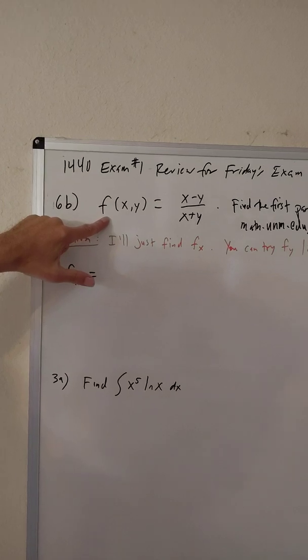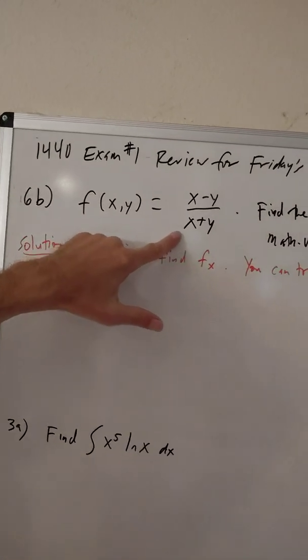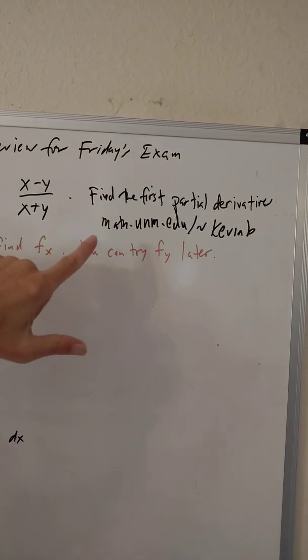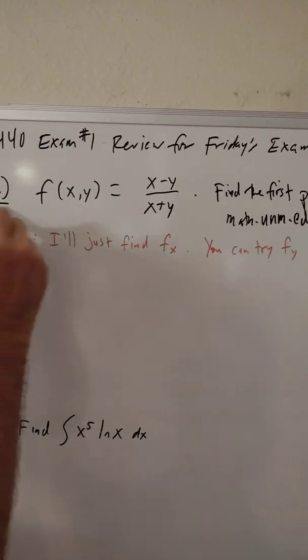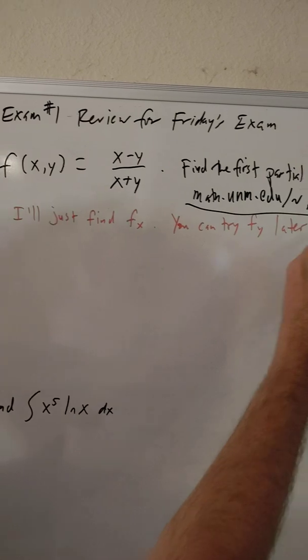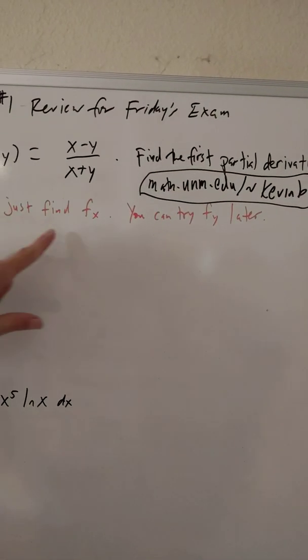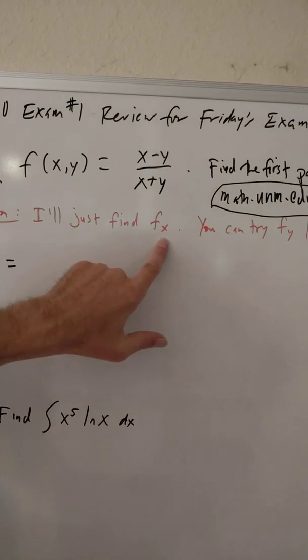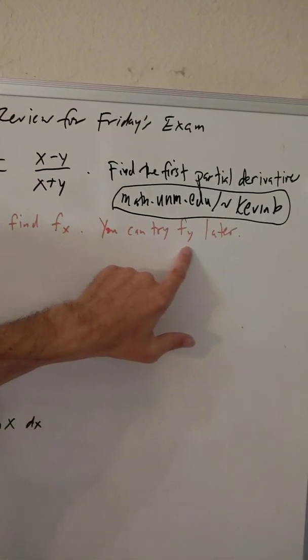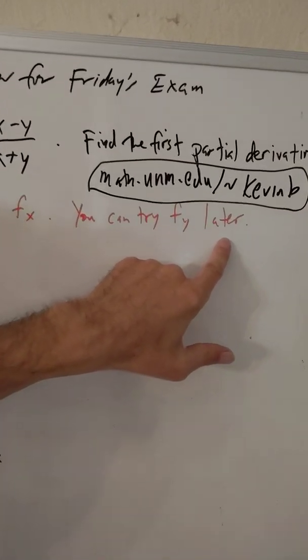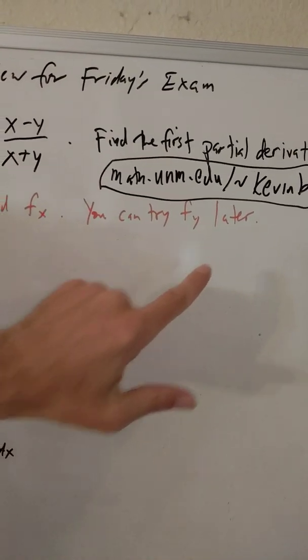Okay, so let's take a look at these two problems. For this function in two variables, we see a quotient. We want to find the first partial derivatives. This is number 6b, and that comes from this website on the review. So I'm just going to find the partial derivative with respect to x. You can try the other first order partial derivative with respect to y later, and check your answer from the answer key.